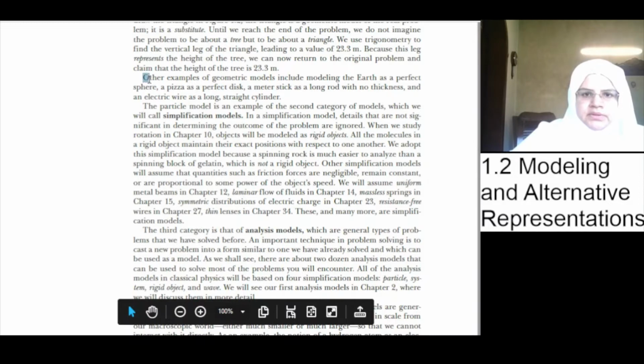Other examples of geometric models include modeling the earth as a perfect sphere, a prism as a perfect disk, a meter stick as a long rod with no thickness, and an electric wire as a long straight cylinder.